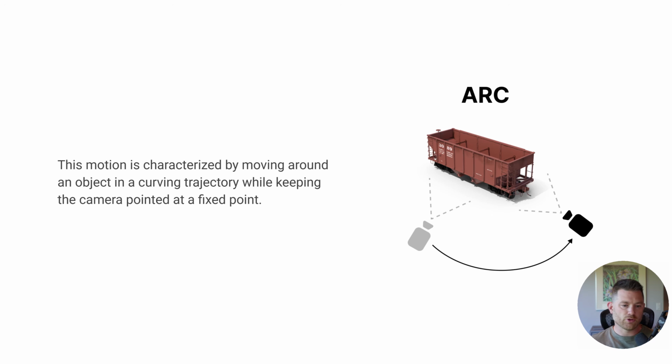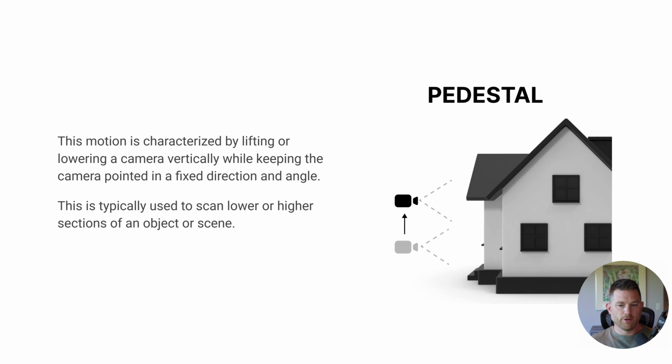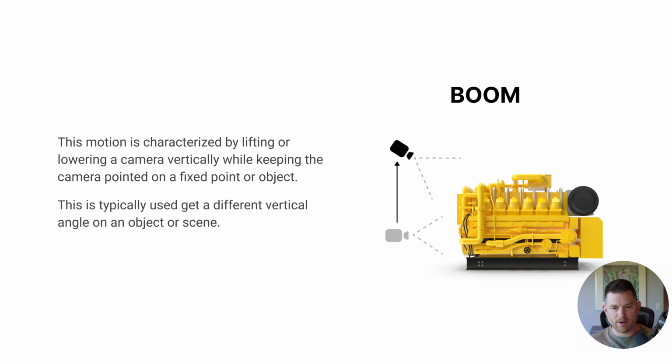You really use that trucking motion when you just have to walk straight and there's no other way around it. There's a pedestal, which is literally just moving up and down the scene. You could actually do two trucks back and forth and a pedestal up and down, and you've got yourself a square or a loop, which we'll see in a moment. So there are different ways to move the camera. And then there's a boom, so think of that as a vertical arc. I'm not going to go into too much detail on all these.